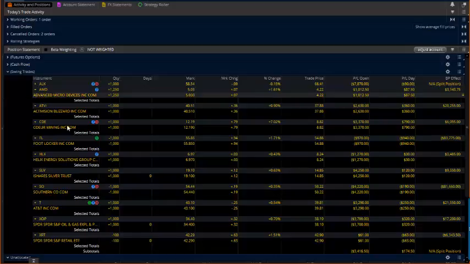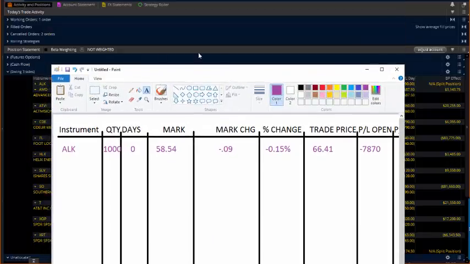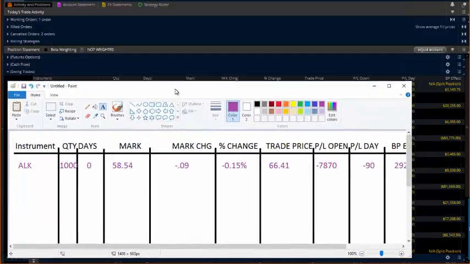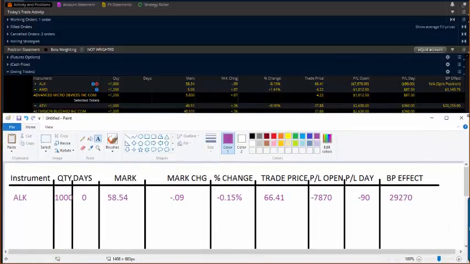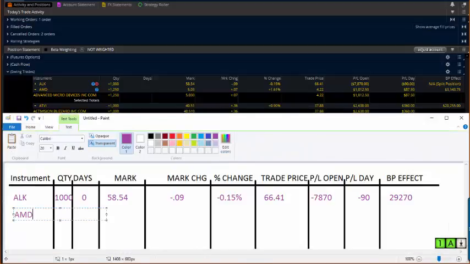AMD, Advanced Micro Devices. Now, let's get our little management sheet here. You would be doing this on a piece of paper probably, or a spreadsheet you could build easily for trade management. Depends on how well you work with one or the other. Okay, so AMD, this one is 1,250 shares.